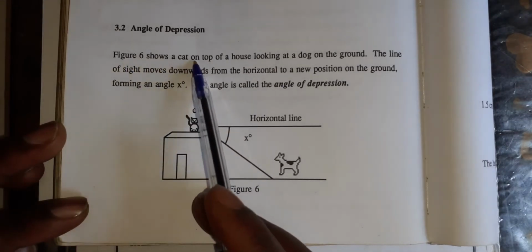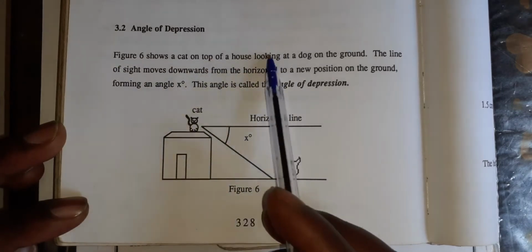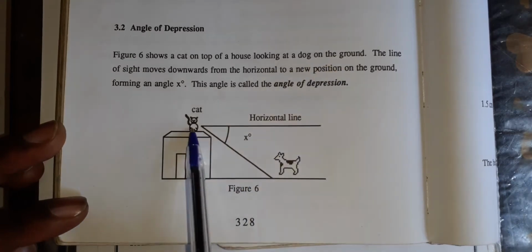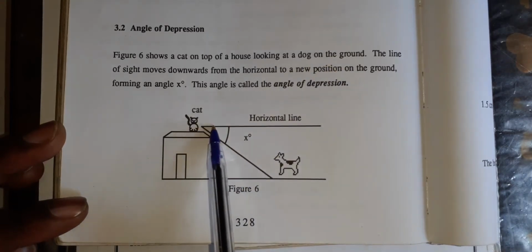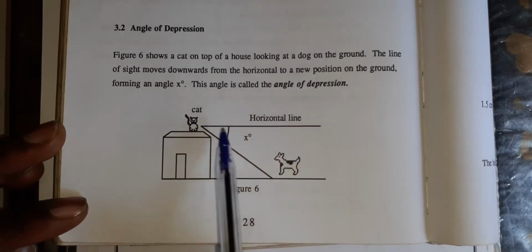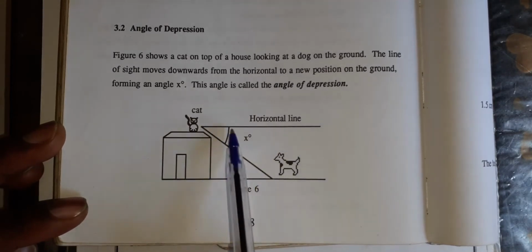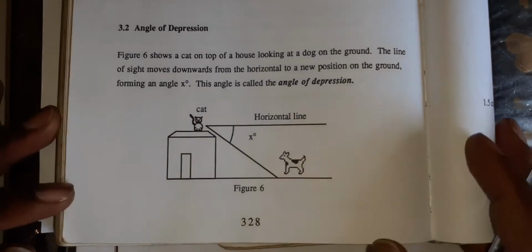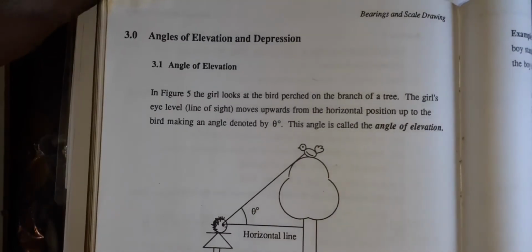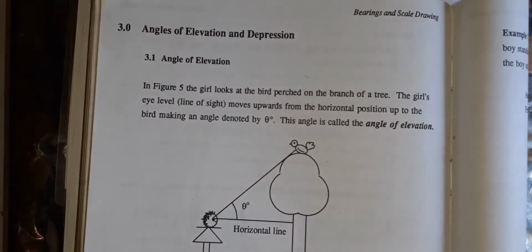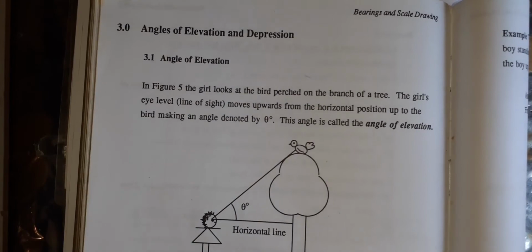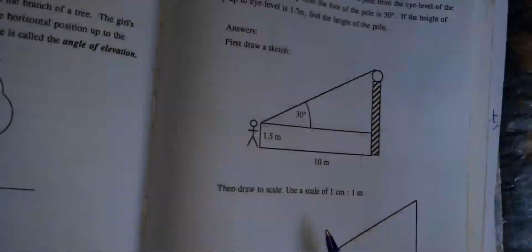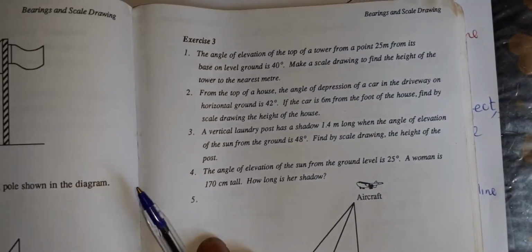Figure 6 shows a cat on top of a house looking at the dog on the ground. Where the cat is, the line of sight is this one straight here. So when it looks down, the angle that is formed is what we are calling the angle of depression. But what I want you to copy are the notes that I wrote down. I'm just trying to help you understand.